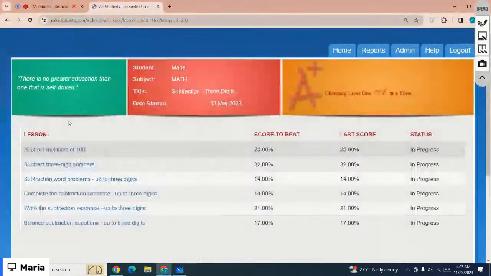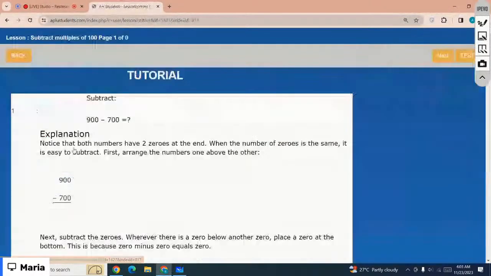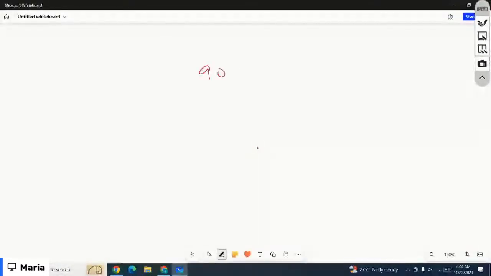Okay, here I'm on grade 2 math. The chapter is subtraction 3 digits. Let's start with the lesson, subtract multiples of 100. The first example is 900 minus 700. They both have exactly the same number of zeros, two zeros, so you write them one above the other.